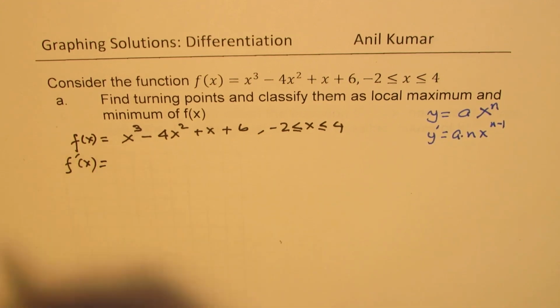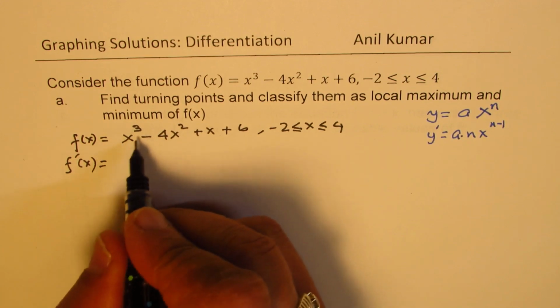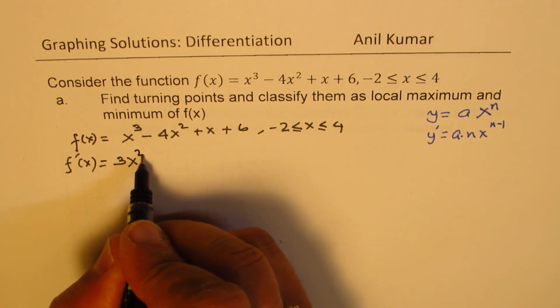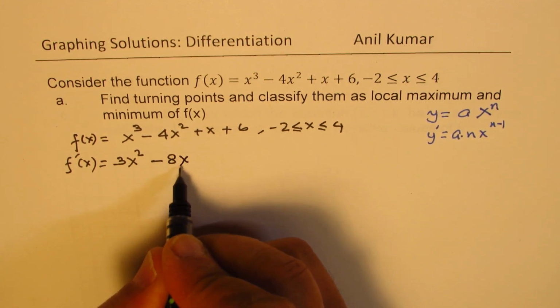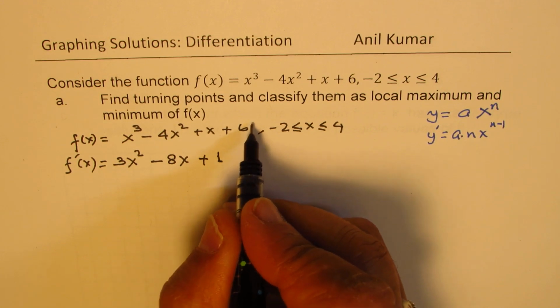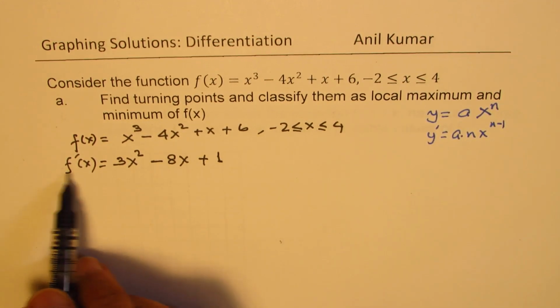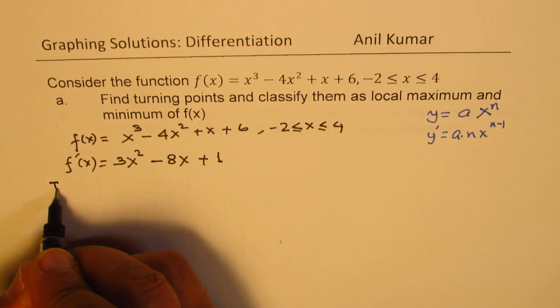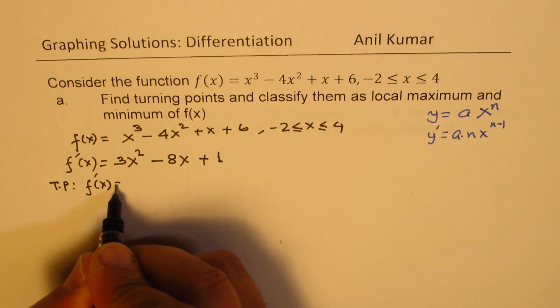So now here we'll apply the power rule and write down the derivative. n is 3, so 3x squared is the derivative. Here 4 times 2 is 8, so we get minus 8x. Here the power is 1, so it will be 1. For a constant, it is x to the power of 0, so the derivative is 0. So we get our first derivative. Now to find turning points, we'll equate this to 0, right? Turning points means f dash x should be equal to 0.